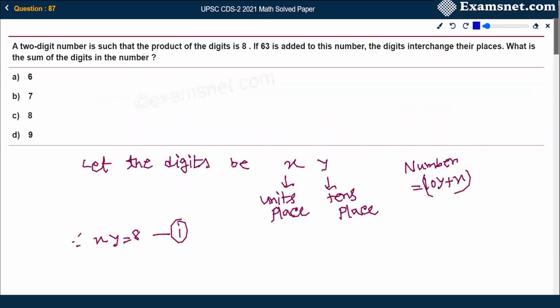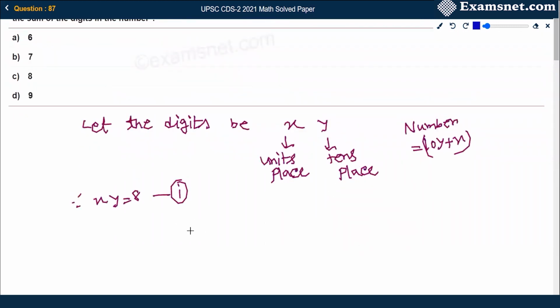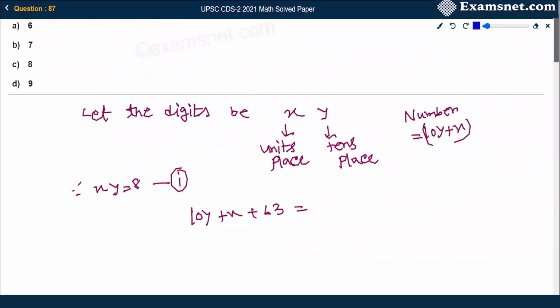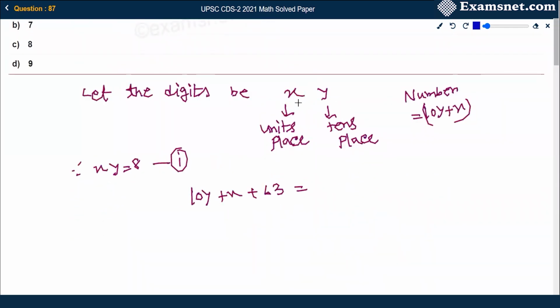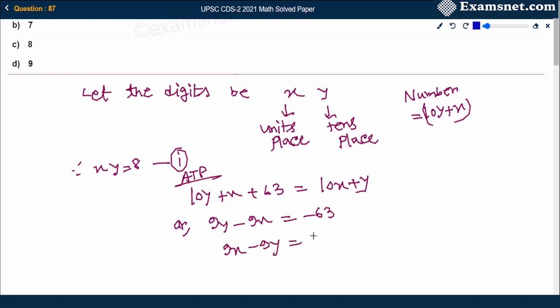Great. Now if 63 is added to this number, the digits get interchanged. That means x becomes the tens place and y the units place. So this will give us 10x plus y. According to the problem, 10y plus x plus 63 equals 10x plus y. So from here, I will get 9y minus 9x plus 63 equals 0. Further, 9x minus 9y is 63, and x minus y equals 7. So I can say this is equation number 2.